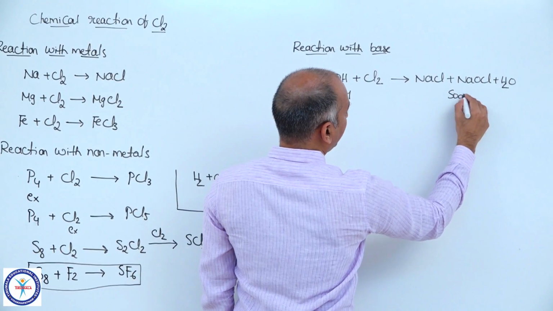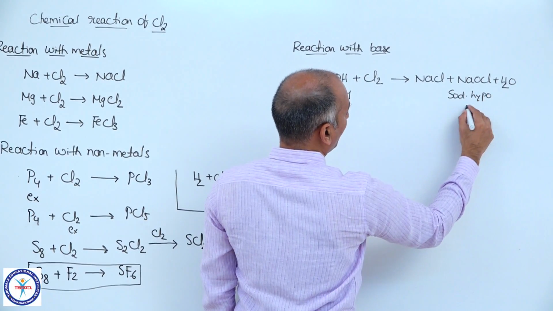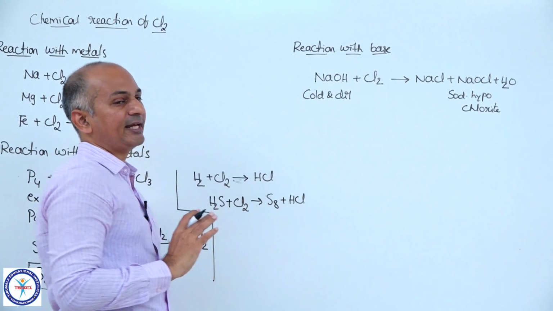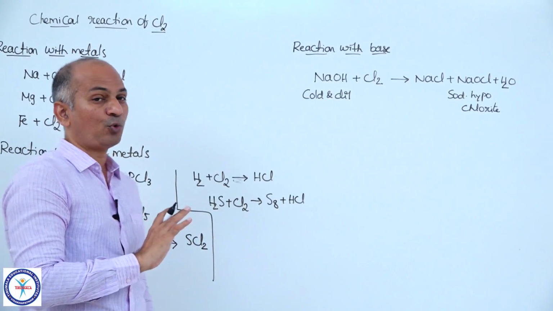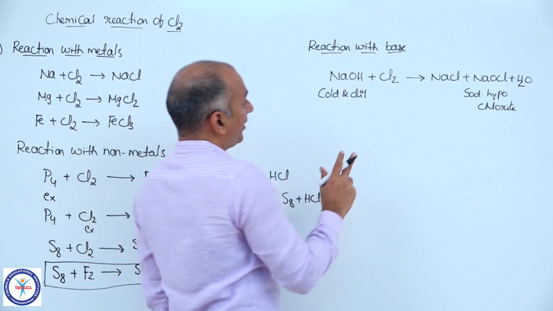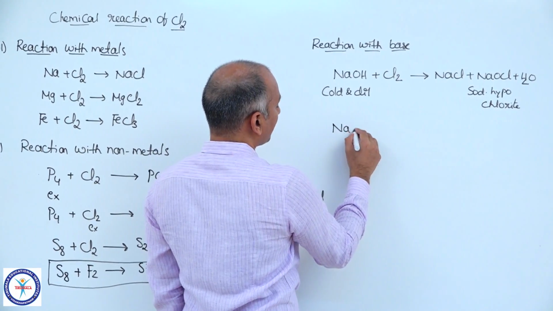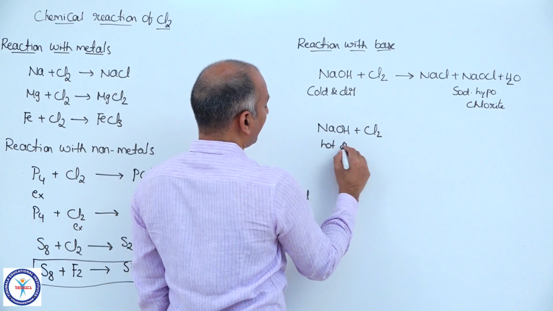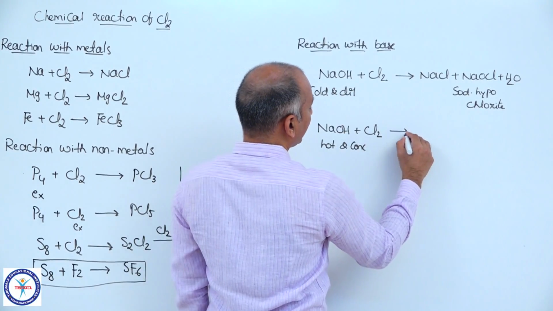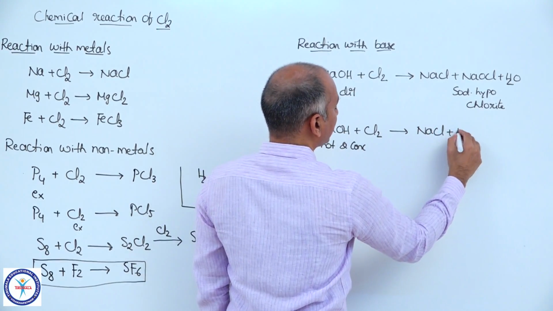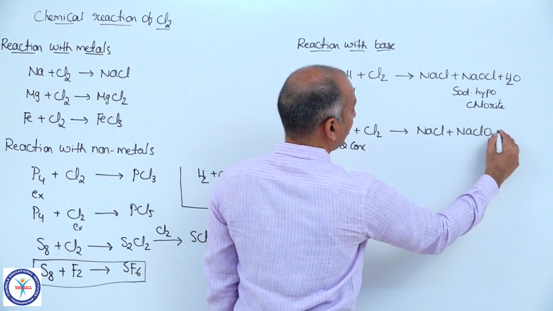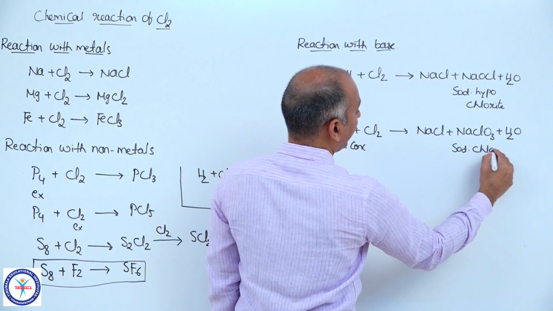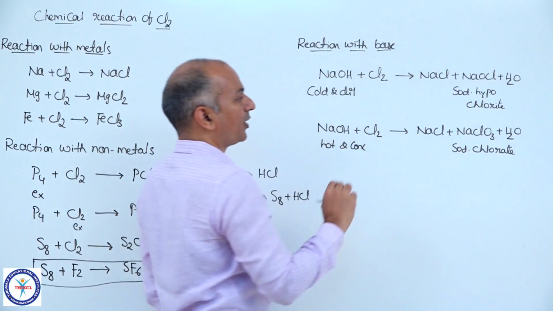And it is called sodium hypochlorite, one of the very strong oxidizing agents, when NaOH is cold and dilute. When NaOH is hot and concentrated, then in that case you will get NaCl plus NaClO3 plus water, and it is called sodium chlorate. It is also a good oxidizing agent.